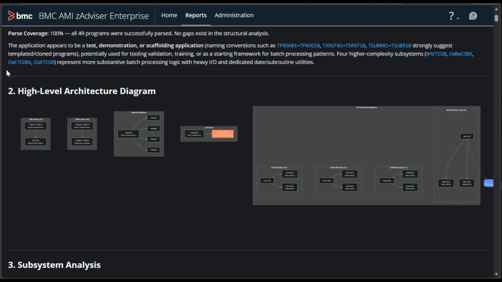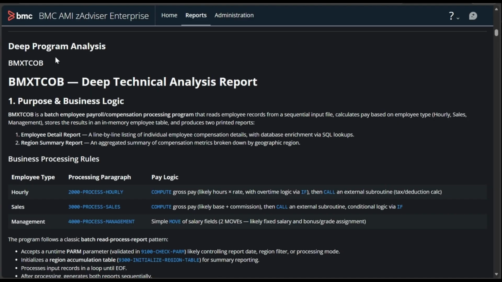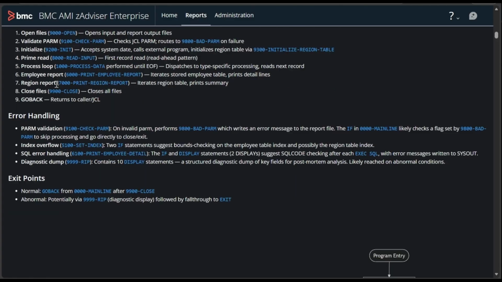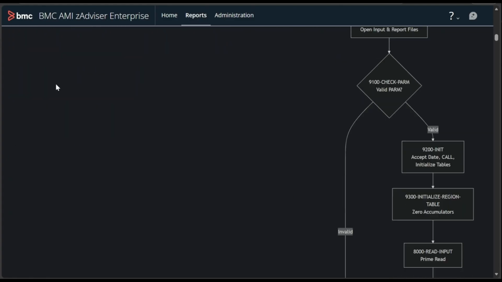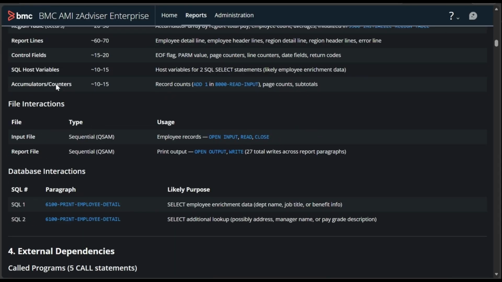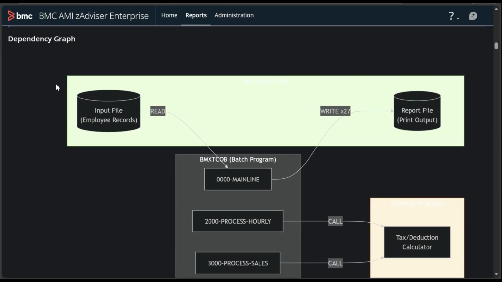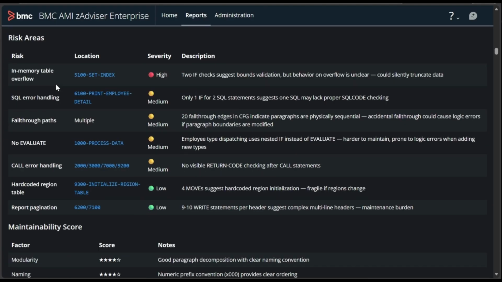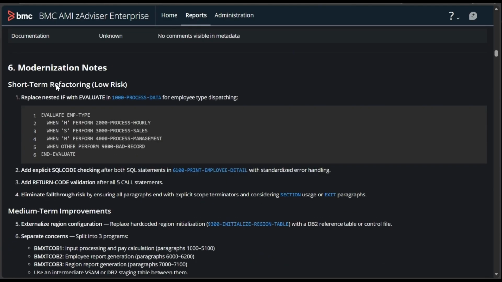Take BMXTCOB, the most complex program in the application. zAdviser automatically identified its business function, along with the processing rules, the control flow, data structures, and external dependencies, all extracted directly from the code. It also flags risk areas and delivers modernization recommendations. Here, zAdviser identified a high-severity risk, an in-memory table overflow that could silently corrupt data. And it recommended specific improvements, practical changes a team can act on immediately.